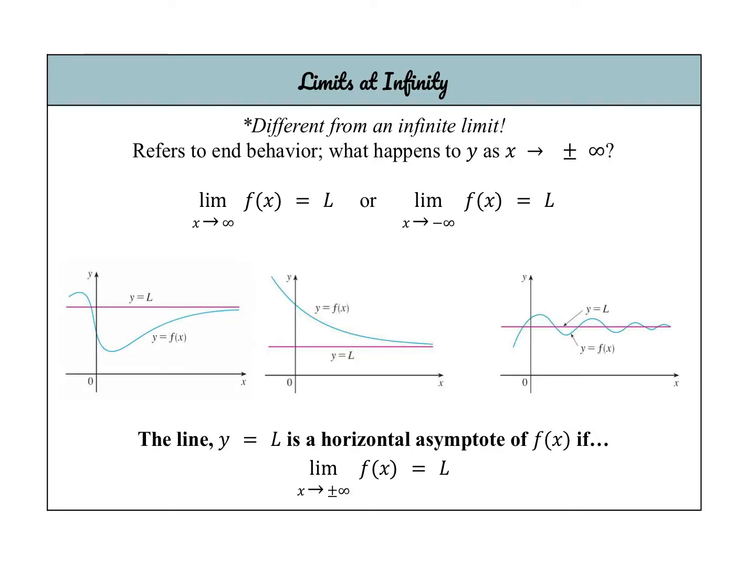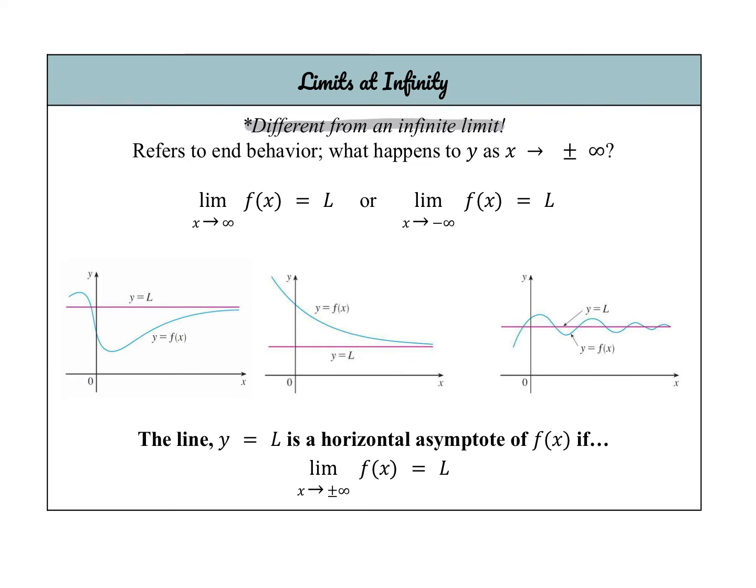Limits at infinity are essentially describing horizontal asymptotes. So it's referring to the end behavior of our graph: what's happening to y as x approaches positive or negative infinity. I do want to note that this is different than an infinite limit. This is the limit as x approaches infinity or negative infinity. So again, we're really just looking at what's happening as x increases or decreases without bound.